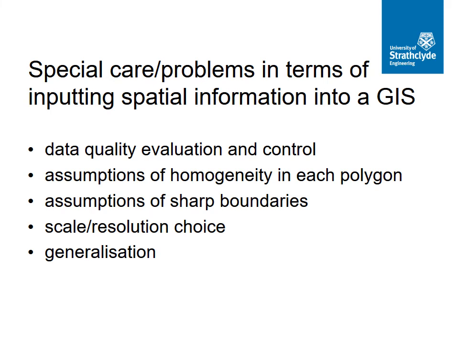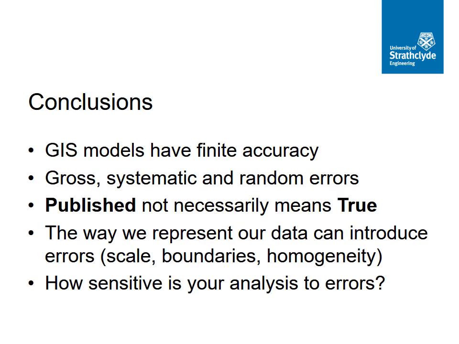The scale and the resolution can affect our outcomes, and how our data is generalized, how we put it on the map, how we simplify it, can also affect our conclusions. So in conclusion, GIS models have a finite accuracy. GIS is a model, and a good model should be as simple as possible, but not too simple. Every model is basically wrong if you look at enough detail, but it's good enough for its intended purpose.